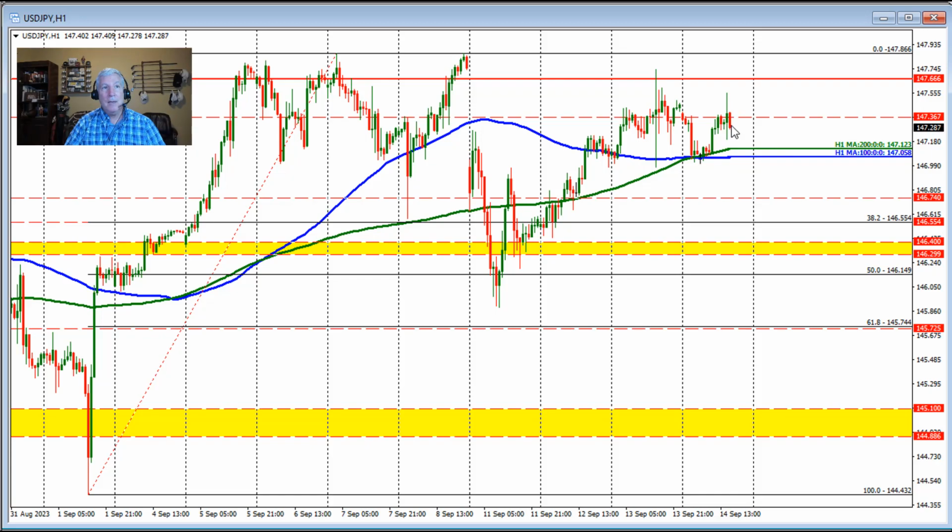As you can see, these two moving averages will now be support for the pair as long as the price can remain above the 200 and 100-hour moving averages down to 147.058. The buyers remain more in control. If it were to move below those levels, then the bias would shift more to the downside for this currency pair.